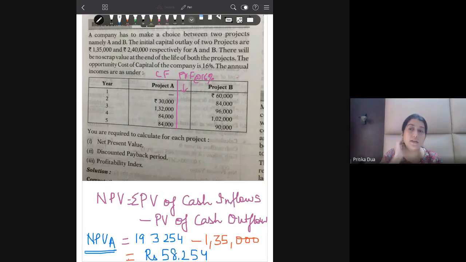Yes, I hope everyone is getting this NPV for machine B. Okay, good. So as per the NPV, you are preferring machine A over machine B because that is adding more to the wealth of the shareholder in rupee terms. Okay, I'll help you with the second part of the question.